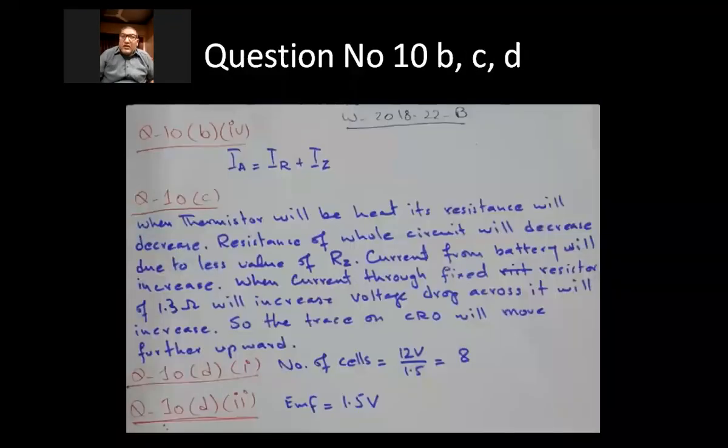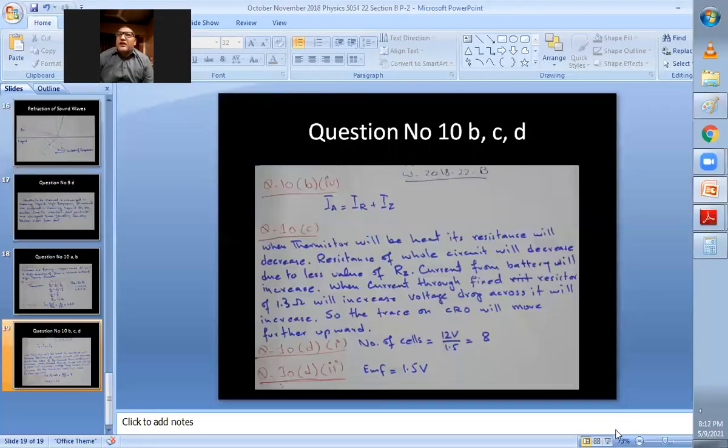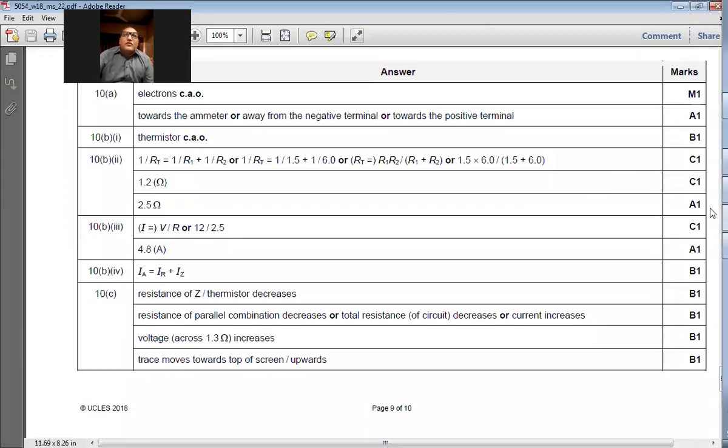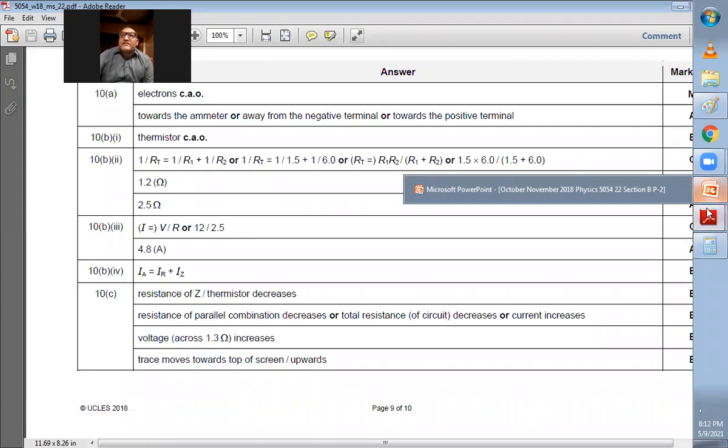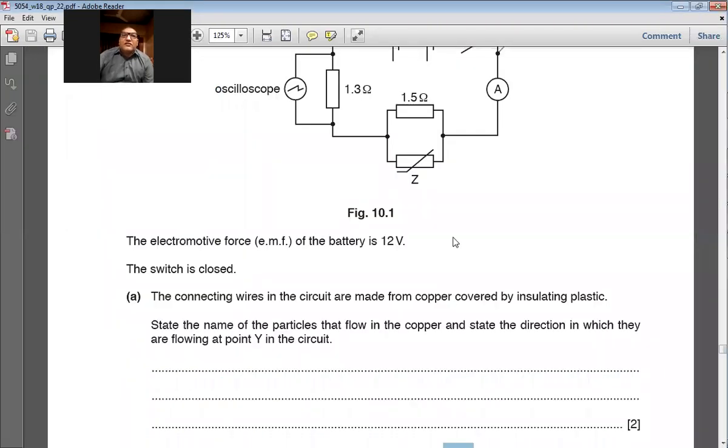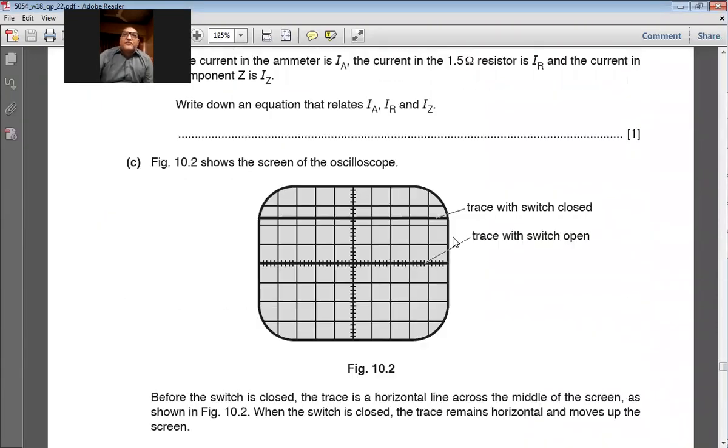Here we go. IA equals IR plus IZ. Very easy question. This is the marking scheme, and our answers are right. So let's move to the next part.